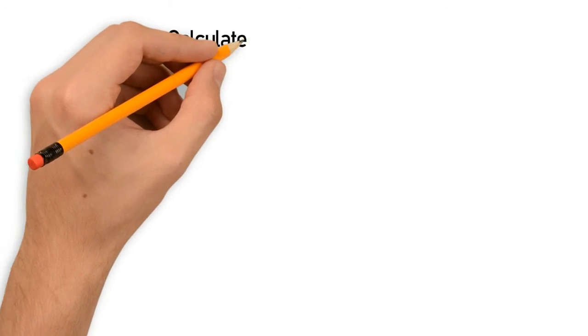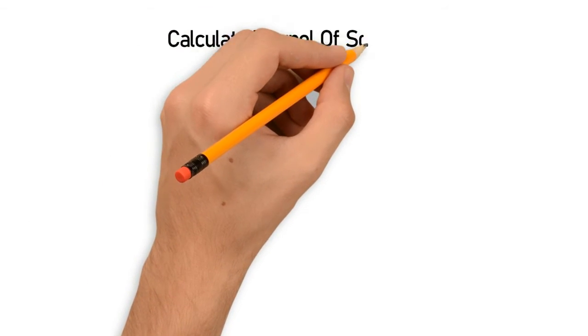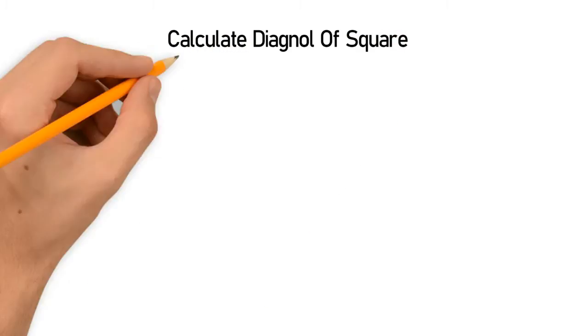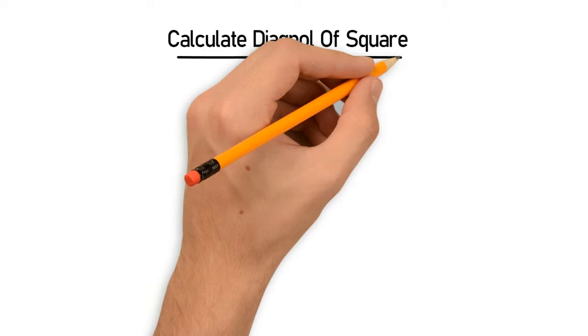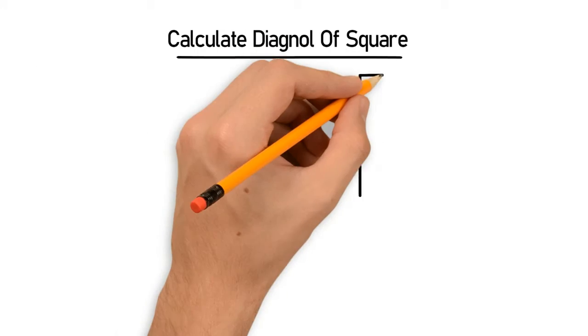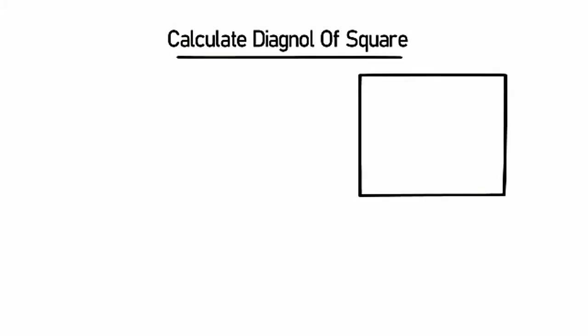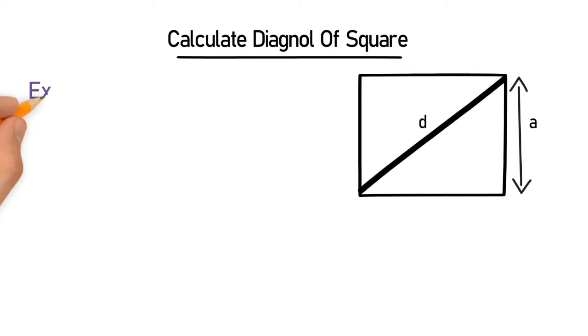So to find out the diagonal of a square, let's draw the square first. This will be the diagonal D. This will be A. So in this example, the A is equal to 20 meter.